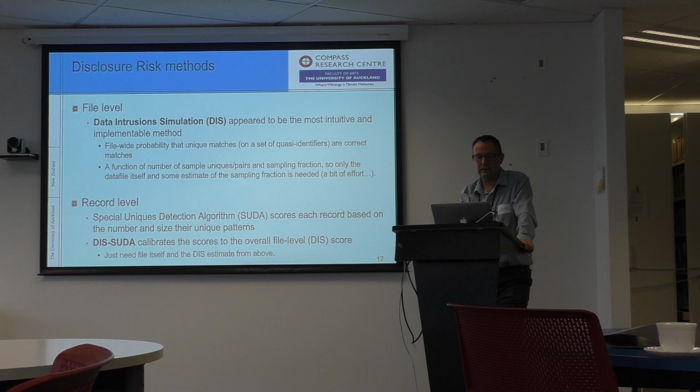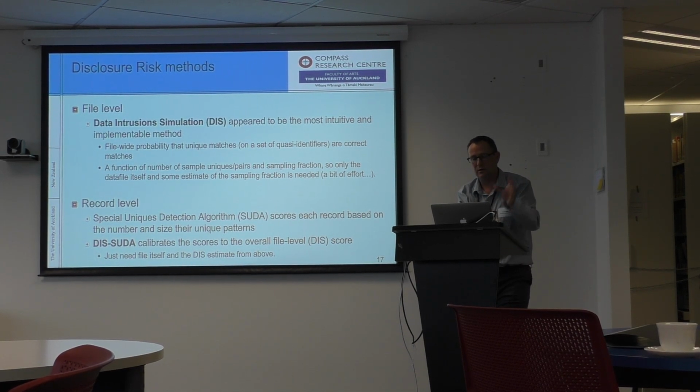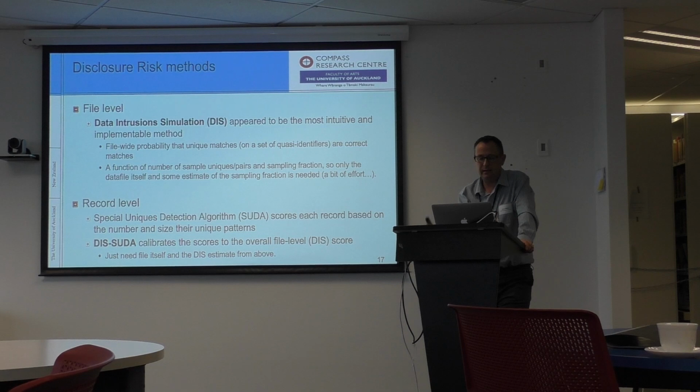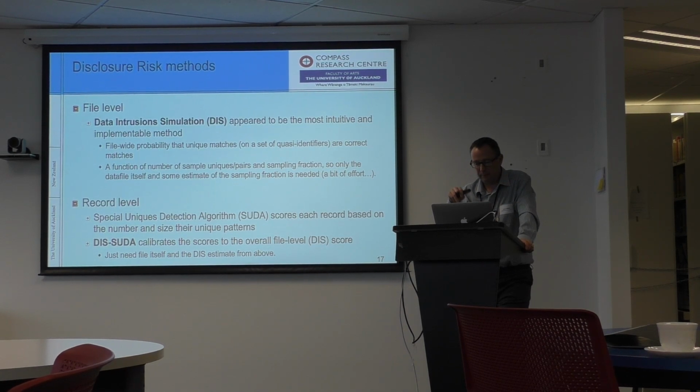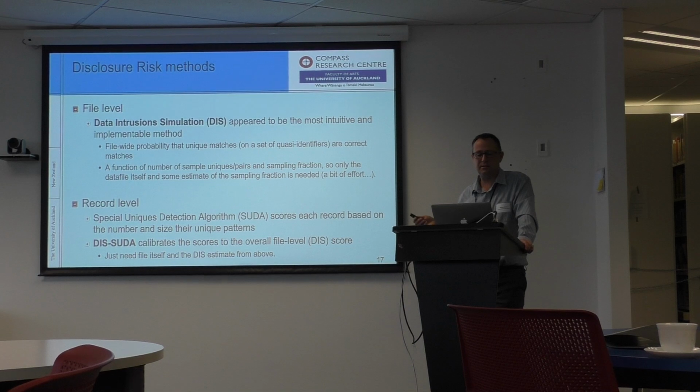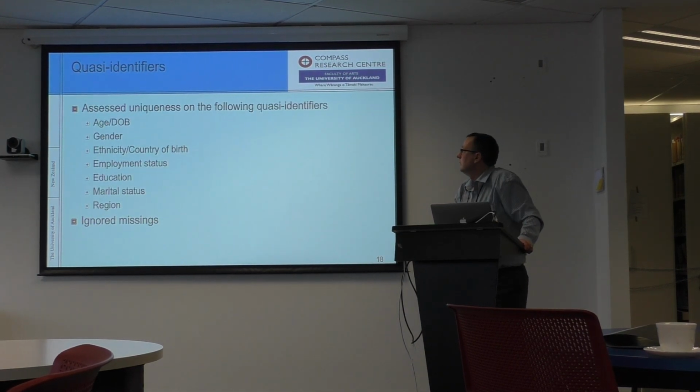One of the issues with that is it allows you to compare within a file, but doesn't allow you to compare across files. You can calibrate it to the one at the top, the data intrusion simulation method, to get a record level degree of disclosure risk that's comparable then across different data sets. And what you need there is just the file itself and the estimate from above. Okay, now I'm running out of time, so I'll run through this quite quickly.